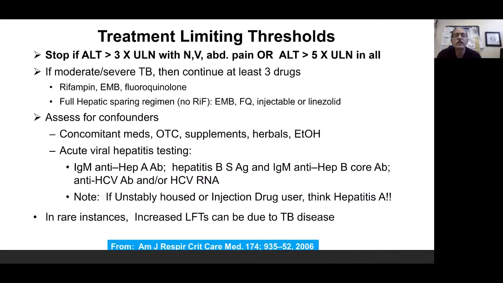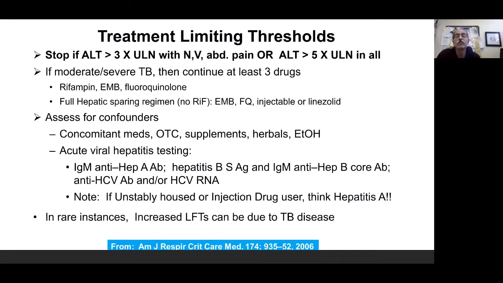If somebody is very sick from their TB and needs to be maintained on treatment, depending on how bad their liver enzymes are, you might keep them on rifampin, ethambutol, and a fluoroquinolone, or you might stop the rifampin so that they're on no potentially hepatotoxic drugs, and then add some additional drugs to make sure they're on some treatment while you sort this out.